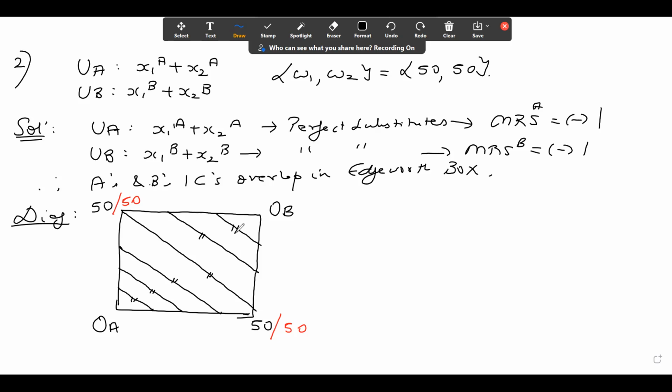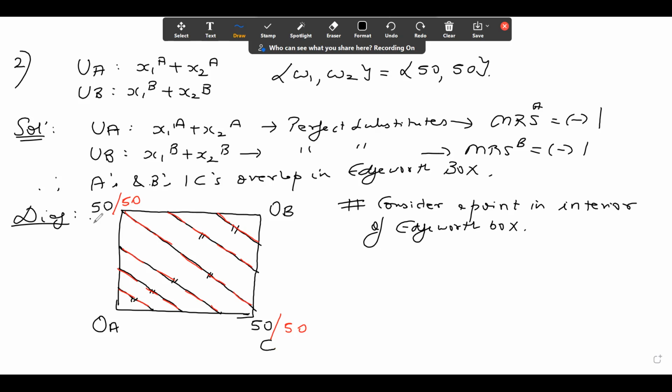If you draw B's ICs, they are exactly going to overlap A's ICs. So B's ICs are also overlapping. The red color you can see is overlapping with the black color. That means A's ICs and B's ICs overlap. And if they overlap, now you can take any point. Take a point in the interior of the Edgeworth box. Take any random point in the interior.